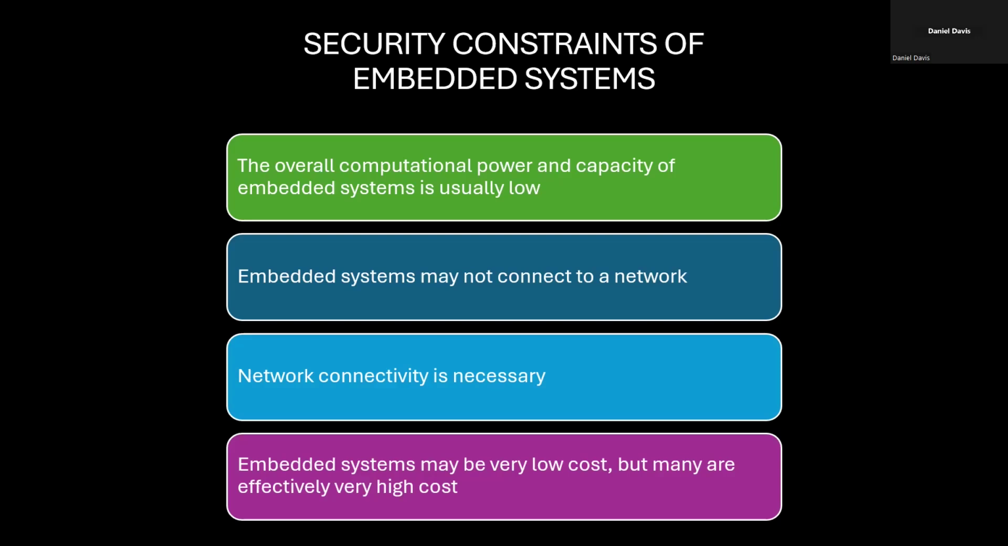Limited computational resources. Embedded systems typically have less processing power, memory, and storage than PCs. Connectivity limitations. Many embedded systems lack network connectivity or cannot use it effectively. Cost and replacement issues. While some embedded systems are relatively inexpensive, others might be extraordinarily expensive or difficult to replace. In these situations, we may have to implement some kind of compensating control.